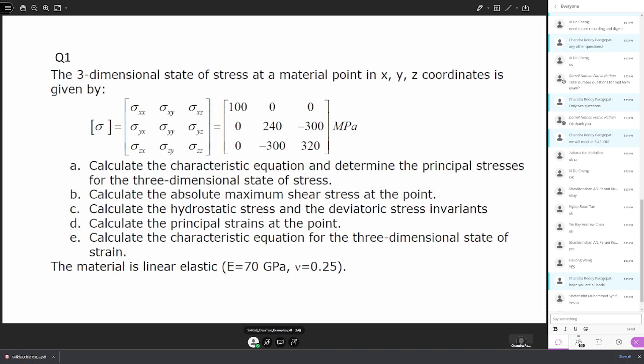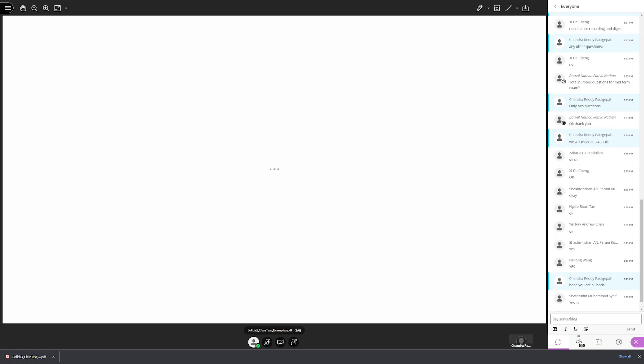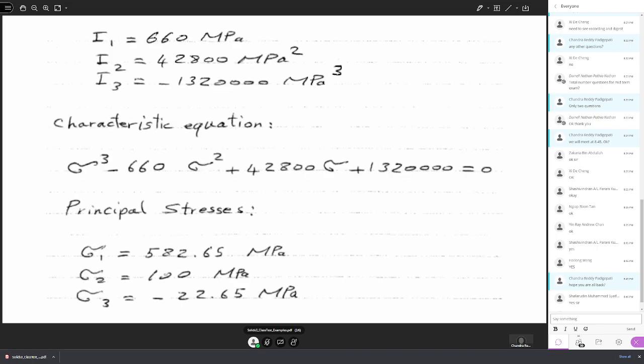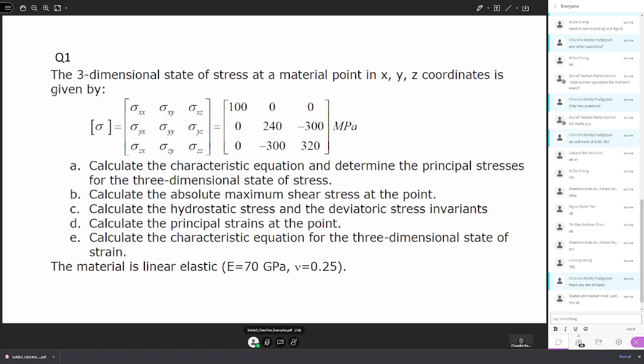So for the first question, you have to do the characteristic equation. You know what the characteristic equation is, right? It involves the three invariants. So the characteristic equation is sigma cubed minus I1 sigma squared plus I2 sigma minus I3 is equal to 0. So, guys, can you calculate the three stress invariants for this? The answers are very brief.